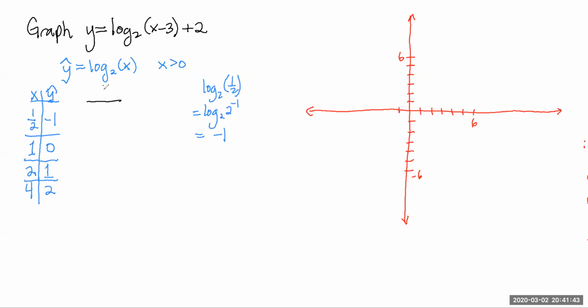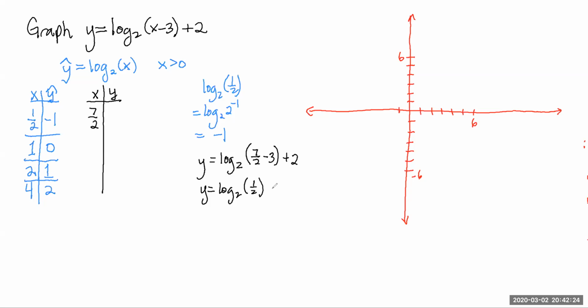And we could simply check this by making another t-chart. This time we're going to make it for x and y. So if we add 3 units to the 1/2, we actually get 7 halves. So try evaluating y is equal to log base 2, 7 halves minus 3. Well, that's just another way of saying 1/2. And then we add 2 units to the y value. So y is now equal to log base 2 of 1/2, add 2 units to the y value. So y is equal to negative 1 plus 2. That's just equal to 1. Let's put the 1 right there.